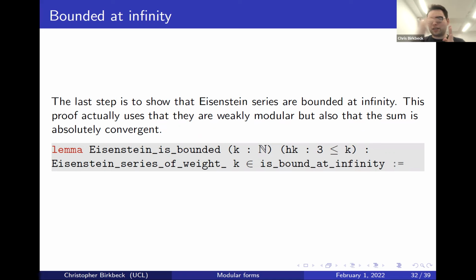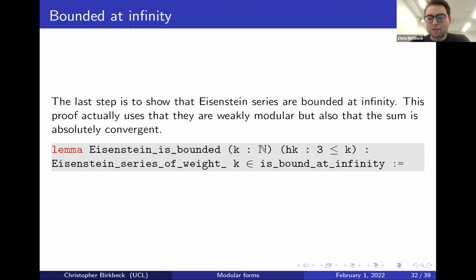And just by translating your function along as far as you need, you put it into one of these slices and then you're done. Maybe that didn't make too much sense, but basically you use weak modularity to move yourself into a nice slice of your upper half space, and then you use the proof of absolute convergence to get yourself the A's and B's in the definition of bounded at infinity.